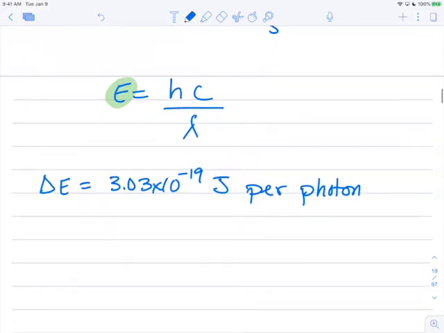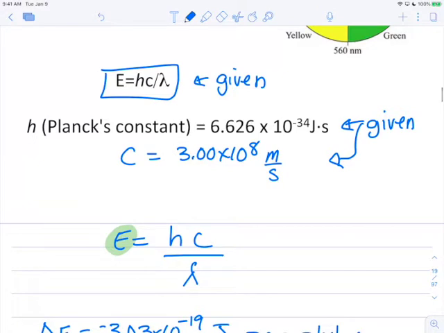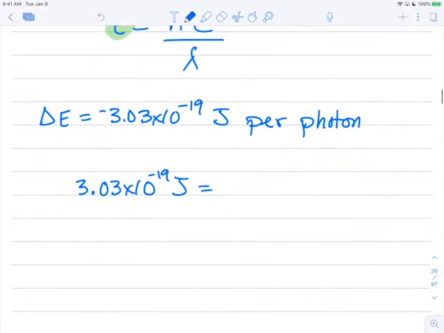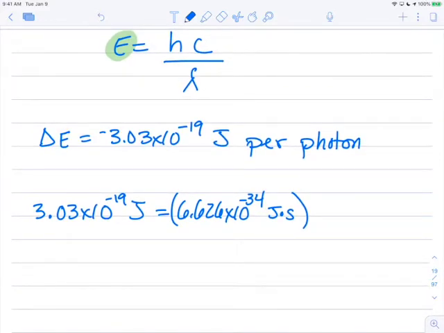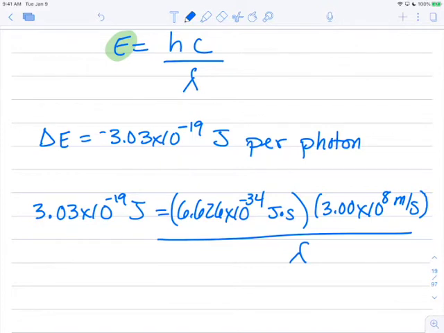So now I'm going to do 3.03 times 10 to the negative 19 joules equals, and I'm going to put in Planck's constant, 6.626 times 10 to the negative 34. And the units are going to be joules times second. And then for c, we're going to put in our speed of light, 3.00 times 10 to the 8th meters per second, like so. And down on the bottom, we're going to get our wavelength. All right, so any questions on anything here so far?